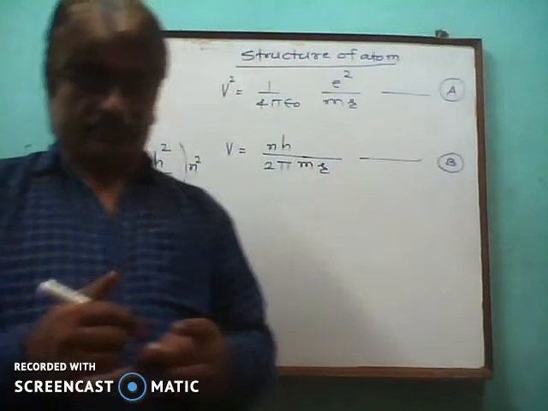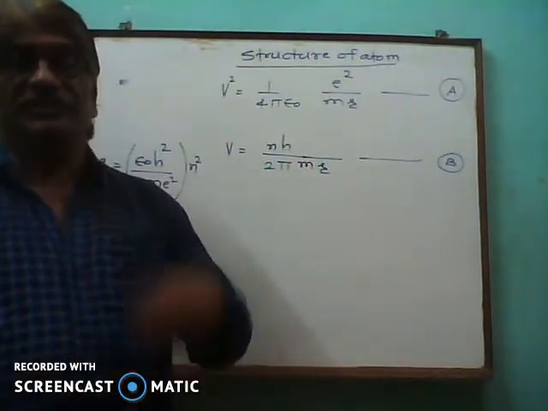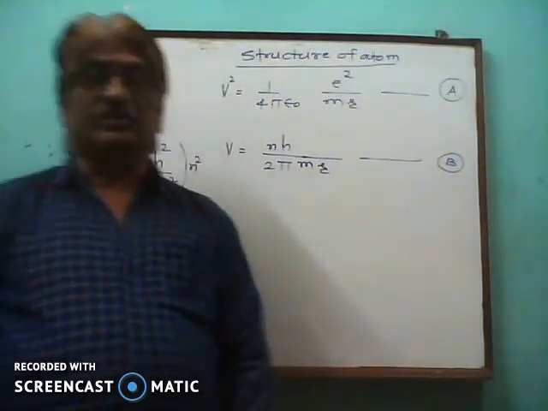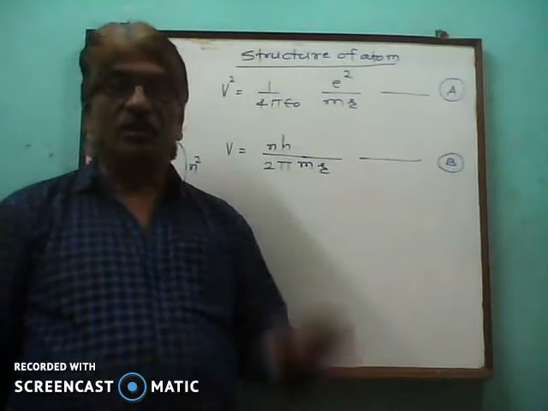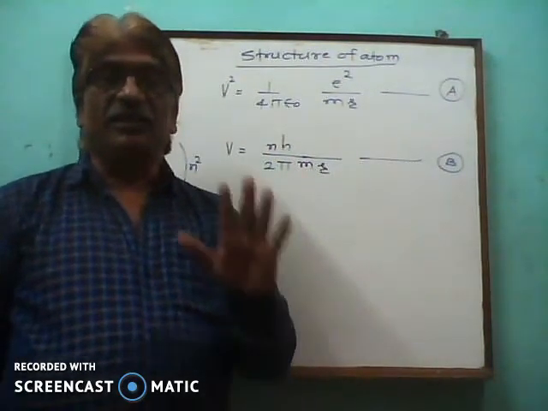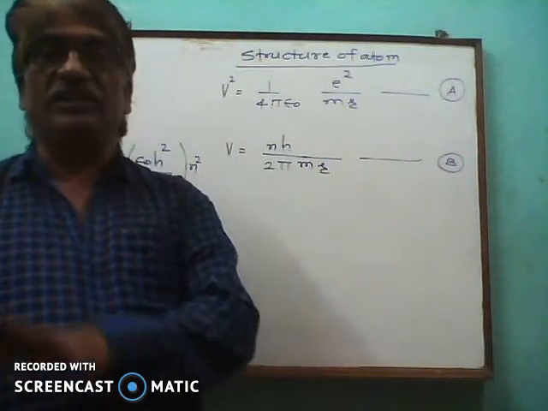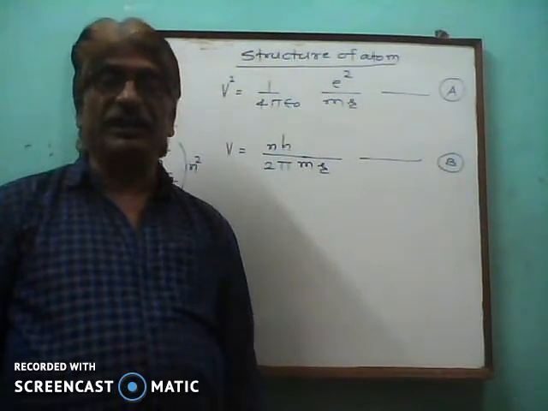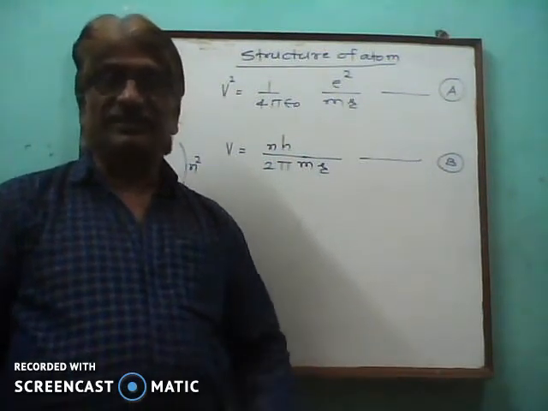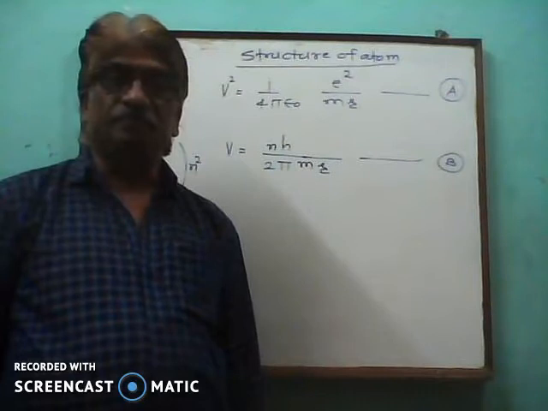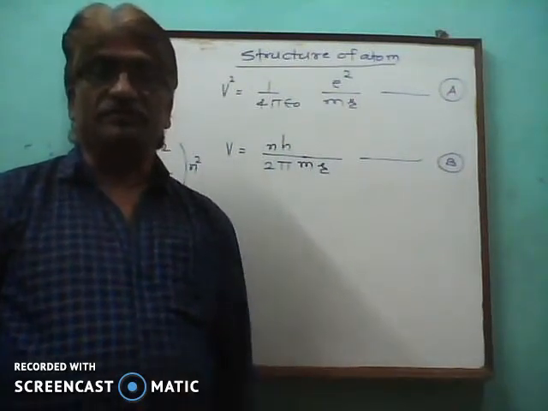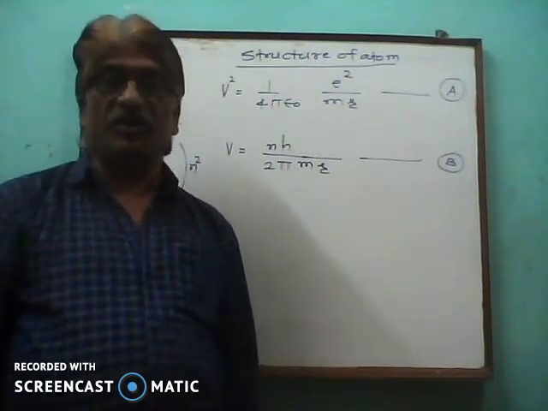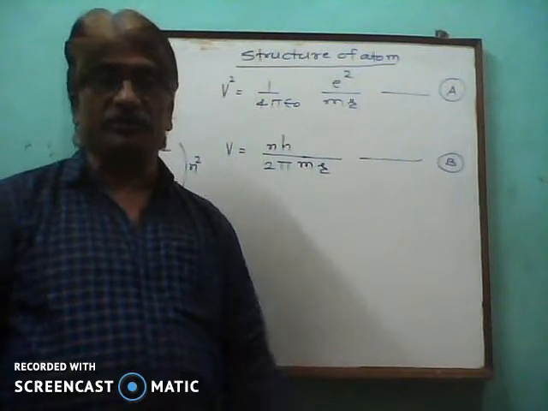In this video we have seen the second question. The first question is for radius. The second question is to determine or to find the expression for velocity of electron in Bohr's theory of hydrogen atom. We can write the answer such that in Bohr's theory of hydrogen atom, or in hydrogen atom, only one electron is present, which revolves around the nucleus in a circular orbit.